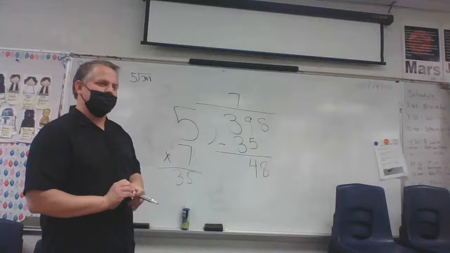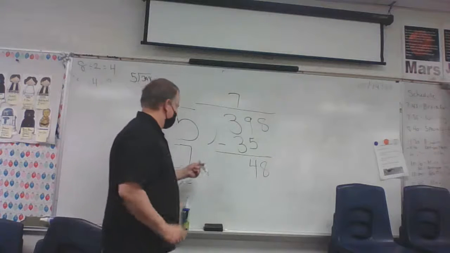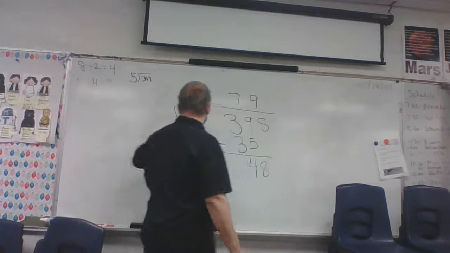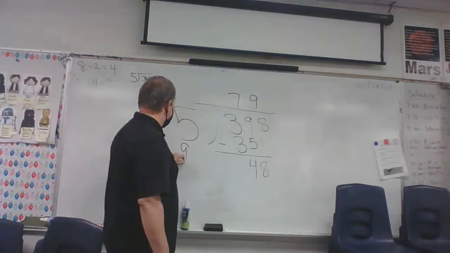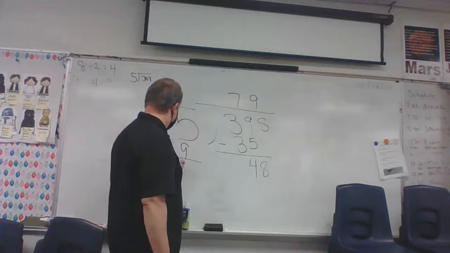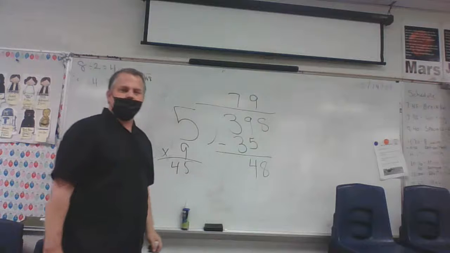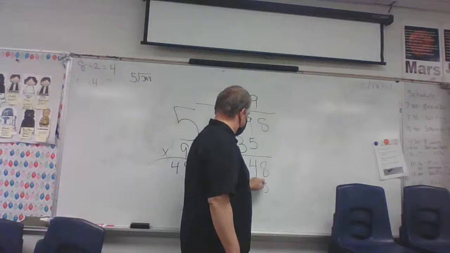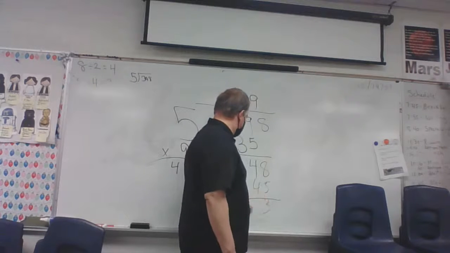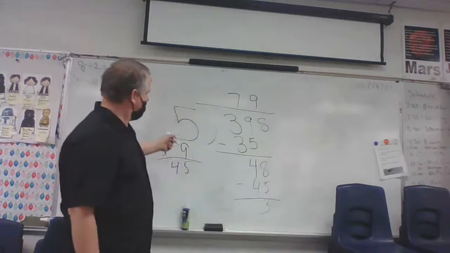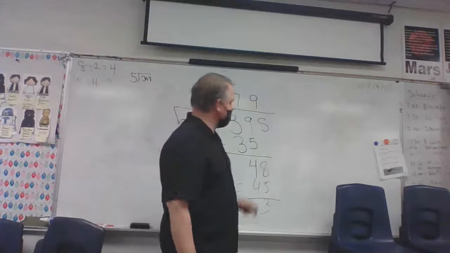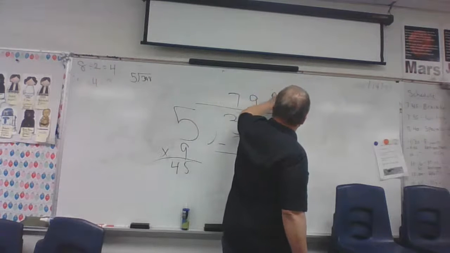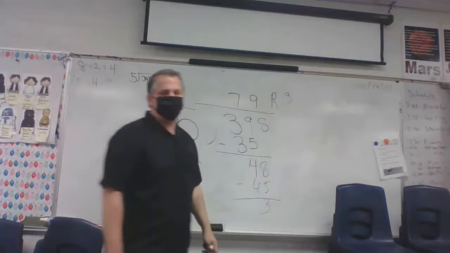You need 2 of those to get there. 5 goes into 48. Let's try 9 times. 5 times 9 is 45. Seems like a reasonable number. Again, subtract: 3. Oh, 5 can't go into 3 anymore. I have no other numbers to bring down. So it becomes 79, remainder 3.